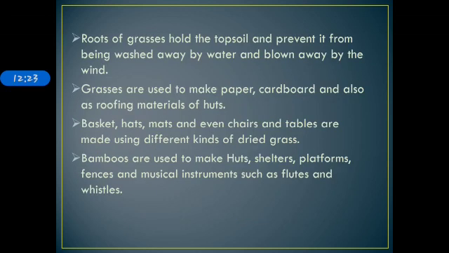Roots of grasses hold the topsoil and prevent it from being washed away by water and blown away by the wind. Grasses are used to make paper, cardboard, and also as roofing materials for huts. Baskets, hats, mats, and even chairs and tables are made using different kinds of dried grass. Bamboos are used to make huts, shelters, platforms, fences, and musical instruments such as flutes and whistles.